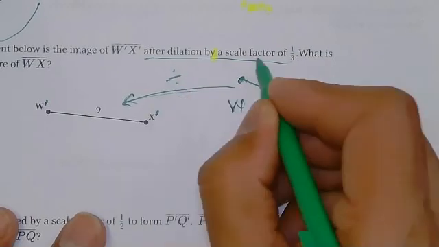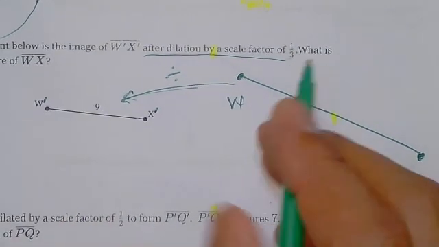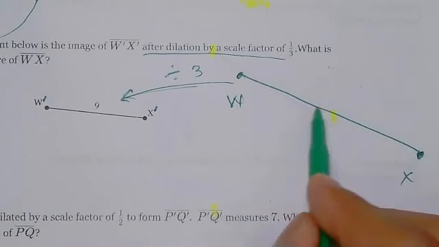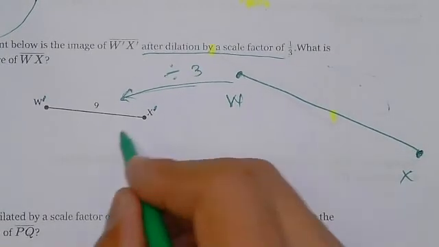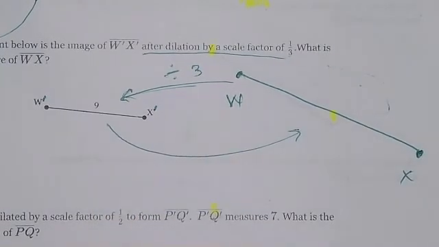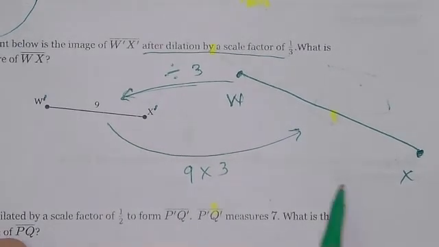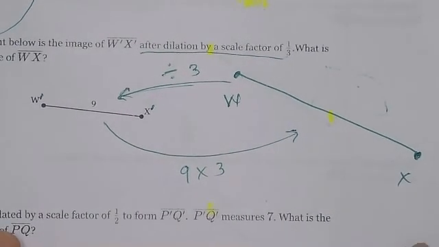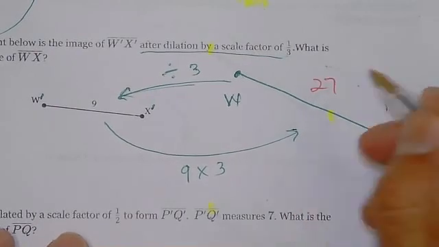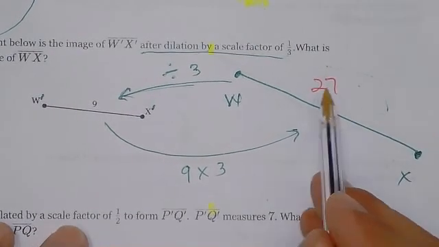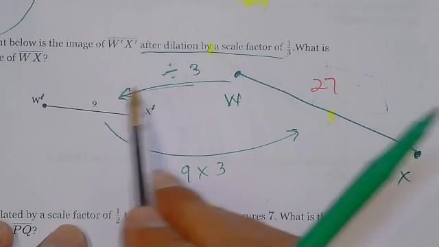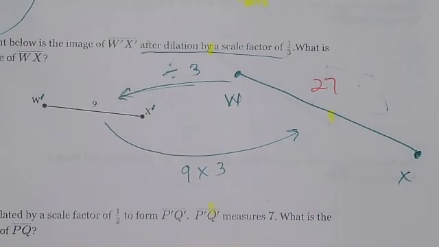So if I came from larger to smaller, and 1/3 is to divide by what? The scale factor of 1/3 is to divide by 3. Some number, when I divide it by 3, gives me 9. How would you find the number going this way? What would you have to do? Multiply by 3, right? What is 9 times 3 to figure out what this size has to be? 27. 9 times 3 is 27. And sure enough, if you check, 27 divided by 3 does give you the 9.